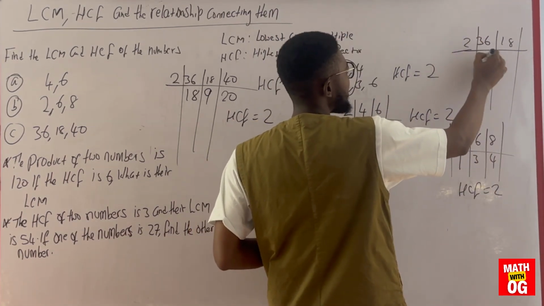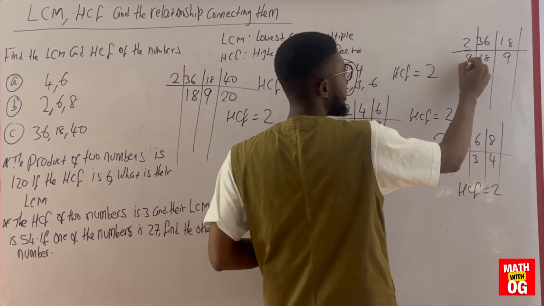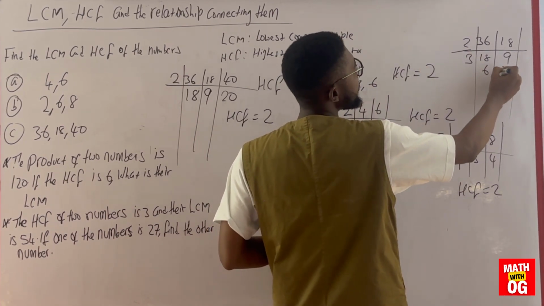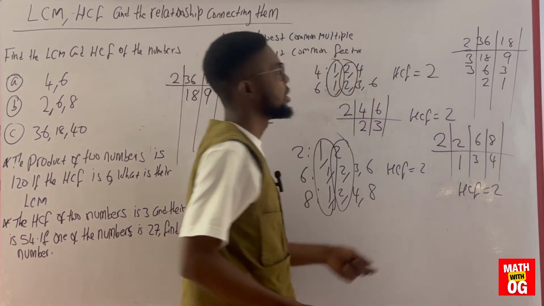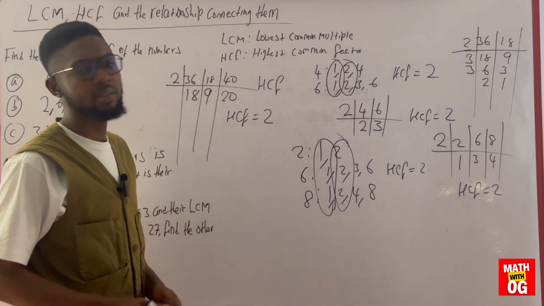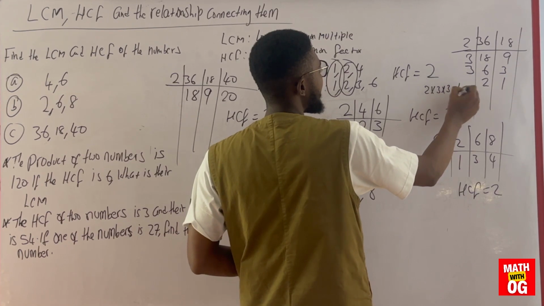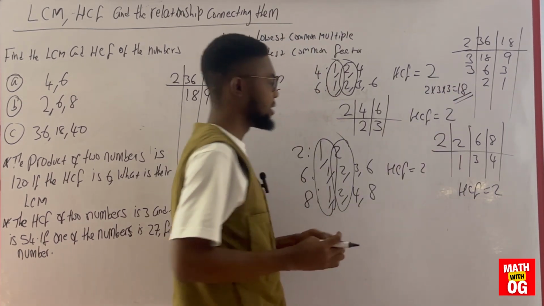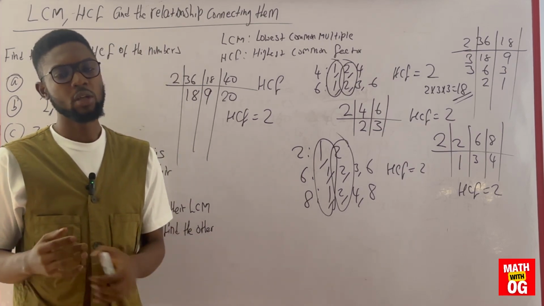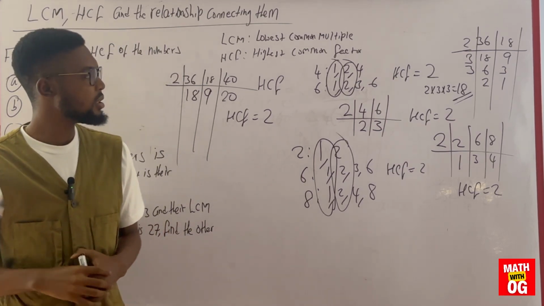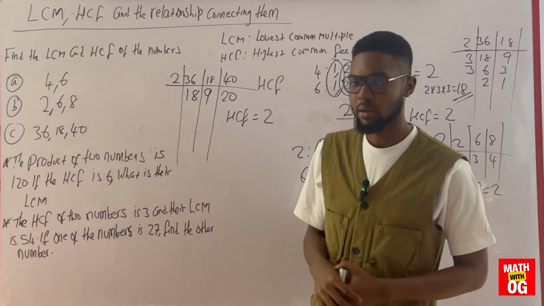We'll start with 2. This is 18, this is 9. We go with 3, because 3 can go into both of them. This will give us 6, and this will give us 3. We'll go with 3 again. This will give us 2, and this will give us 1. So the HCF of 36 and 18 is simply 2 times 3 times 3, and that is 18. So it means 2 is not always the answer when you are looking for HCF. So that's how you find LCM, and that's how you find HCF.